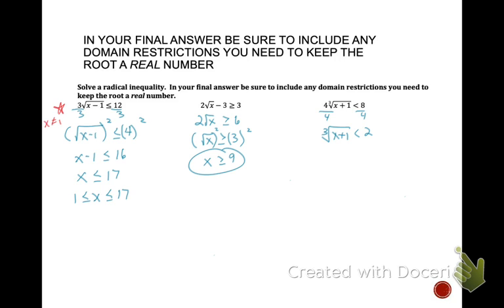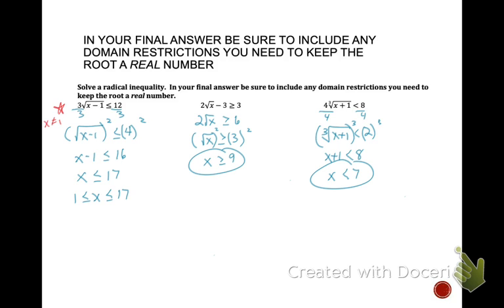We'd start by dividing by 4, and then we're going to raise each side to the third power. So x plus 1 is less than 8. X is less than 7. And again, we do not need to worry about limiting our domain, because we can have values that are negative, because the cube root, or any odd root, of a negative number is simply a negative real number.